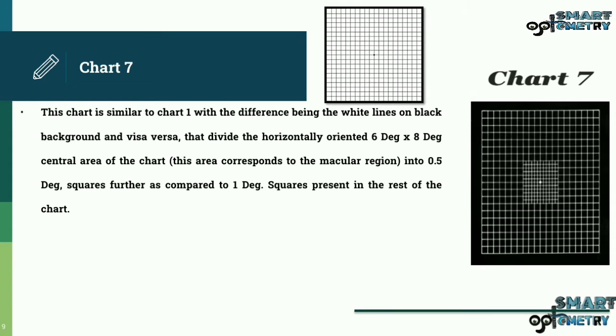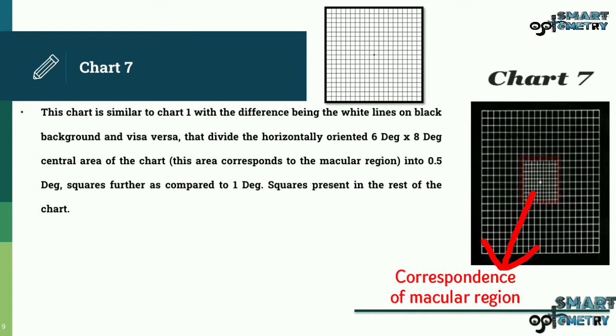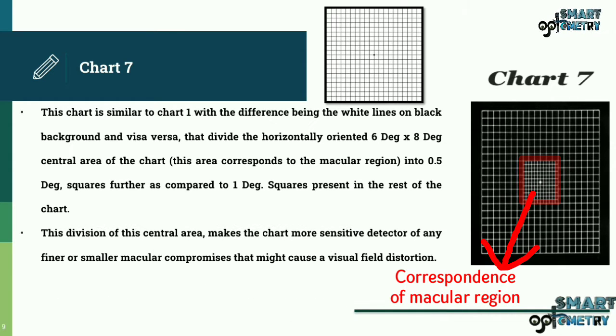Chart 7. This chart is similar to chart 1, with the difference being the white lines on black background and vice versa that divide the horizontally oriented 6 degrees by 8 degrees central area of the chart. This is the area that corresponds to the macular region into 0.5 degree squares, as compared to 1 degree squares present in the rest of the chart.